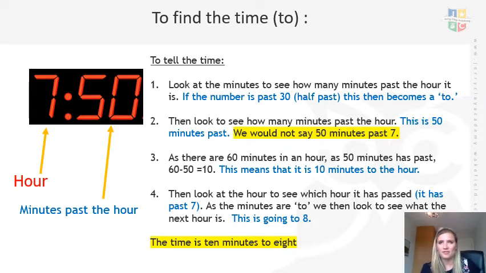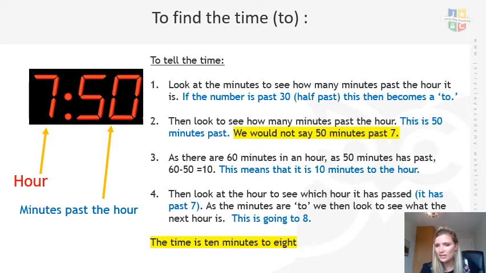So if we look at the number 50, we know that there are 60 minutes in an hour. So if we did 60 take away 50, we would get the answer 10. So we know that there are 10 minutes left of the hour of 7, until it gets to the next hour. So it will be 10 to.